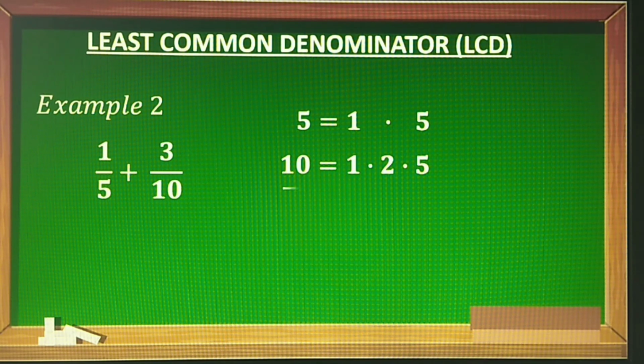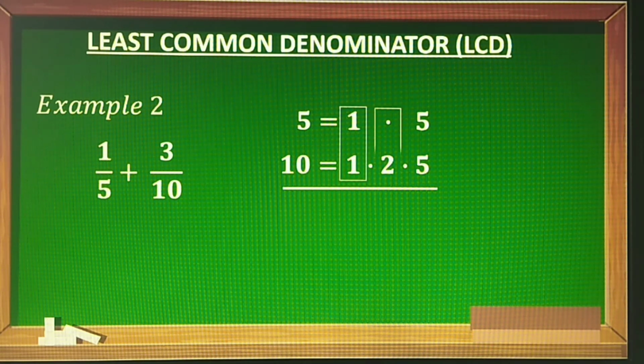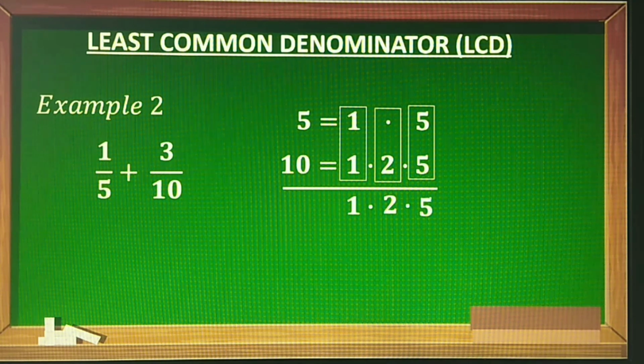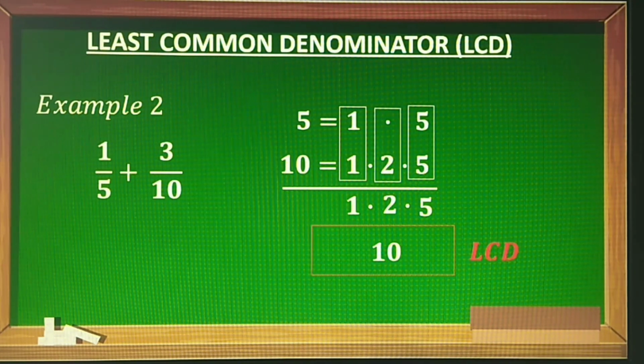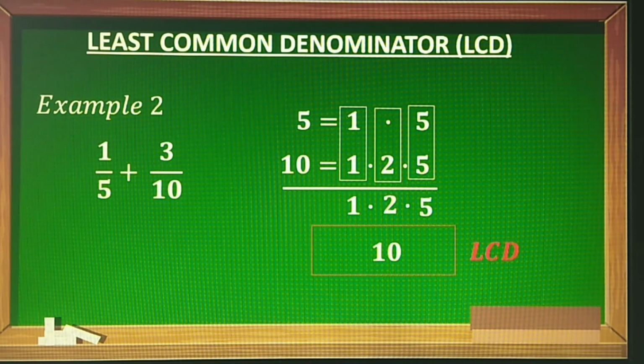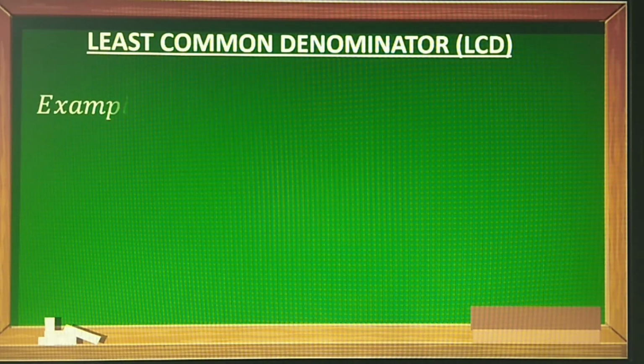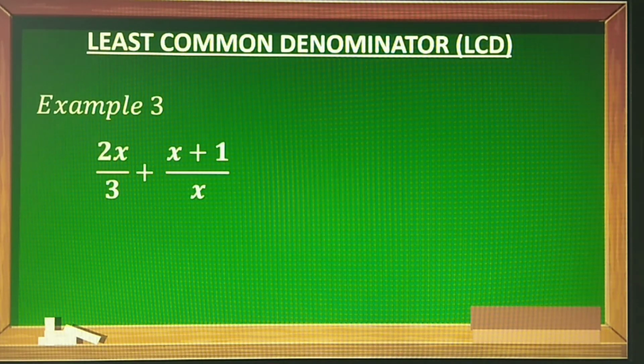Pagkatapos, kung mapapansin ninyo, ay pinagtapat-tapat ko lang yung mga magkakatulad na factors ng 5 at saka 10. Pagkatapos, ay i-group lang natin sila. Tapos, idadrag lang natin yung mga factors na magkakatulad. So, 1 times 2, tapos 5. Tapos, kukunin lang natin yung product. So, 1 times 2 times 5 is equals to 10. So, ito na ngayon yung LCD niya. Okay, next, let's proceed to example number 3.